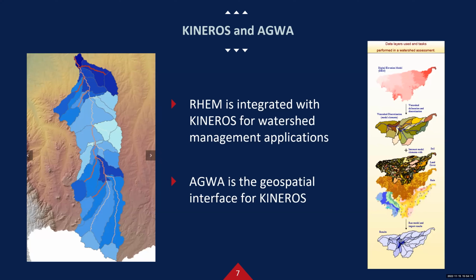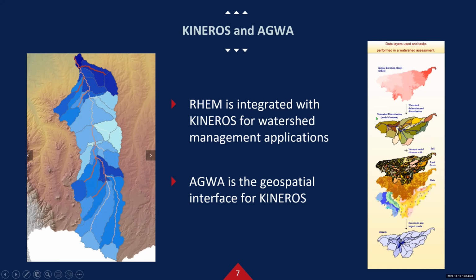And so just talk a little bit more about RHEM. So we have two basically erosion capabilities. RHEM is integrated with KINEROS for management applications, again, primarily on rangelands. There's another older erosion equation that is a little harder to parameterize than RHEM is. And again, AGWA allows you this geospatial interface.